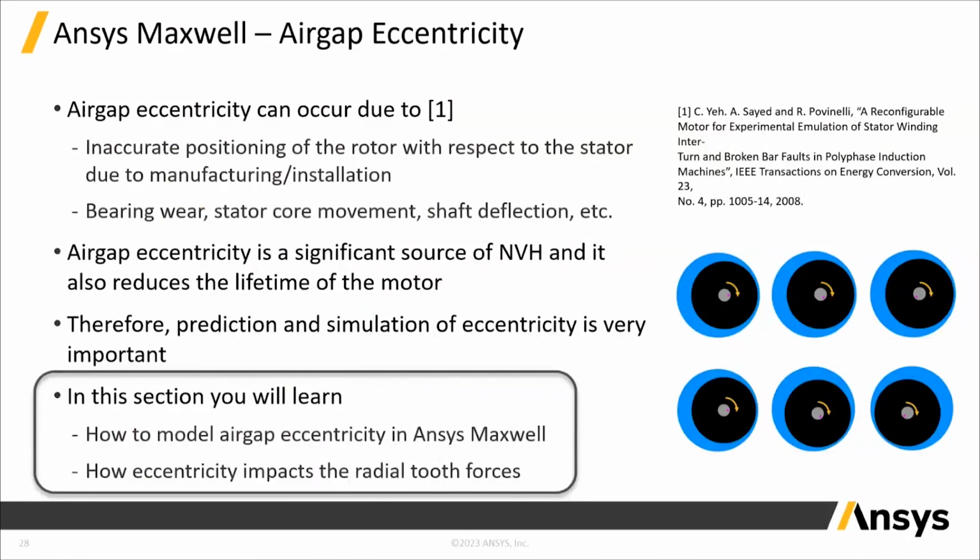Okay, so there are multiple mechanisms which cause air gap eccentricity, including, for example, manufacturing tolerances and defects, as well as bearing wear. Independent of the source of the air gap eccentricity, it is a significant source of NVH and reduces the lifetime of the machine. Simulation can help to reduce the impact of the air gap eccentricity, and ANSYS provides the right tools to do that, including multiphysics simulation and optimization. Now I will show you how to model different types of eccentricity in ANSYS Maxwell and how eccentricity impacts the radial tooth forces.